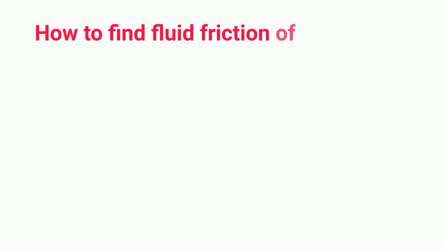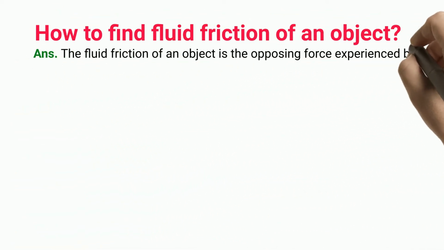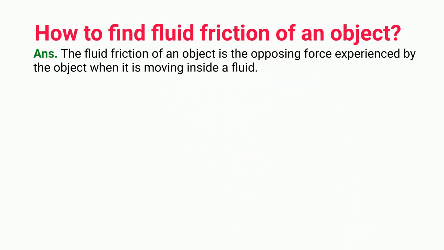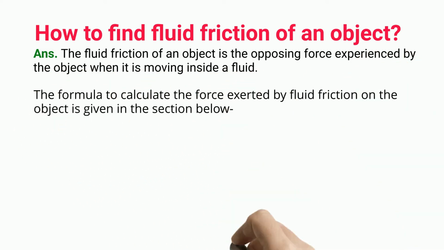How to find the fluid friction of an object. The fluid friction of an object is the opposing force experienced by the object when it is moving inside a fluid. The formula to calculate the force exerted by fluid friction on the object is given in the section below.